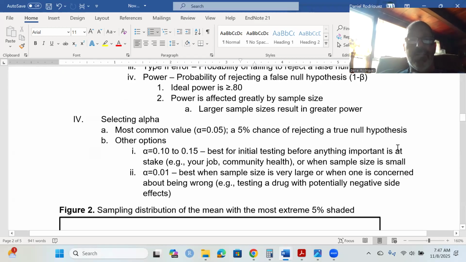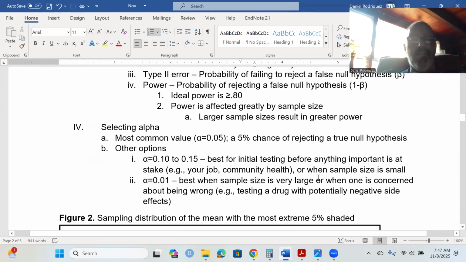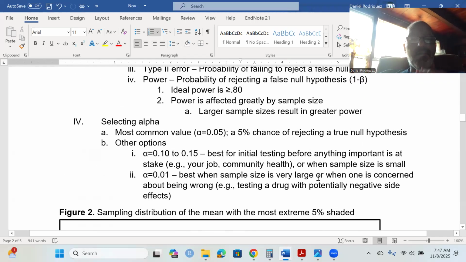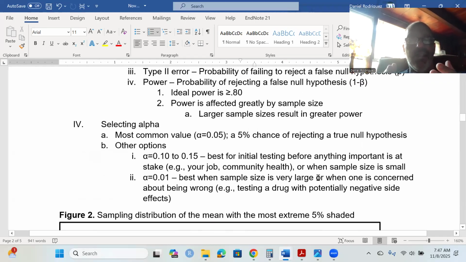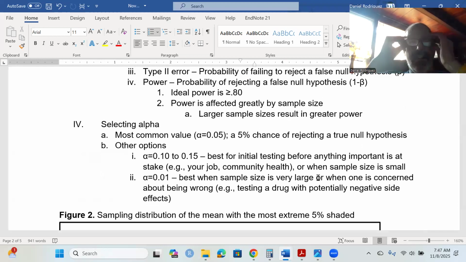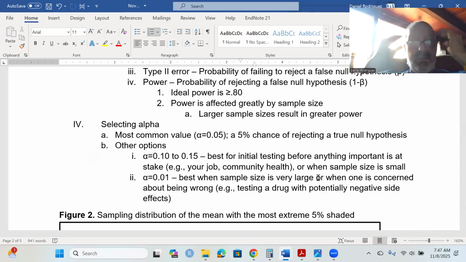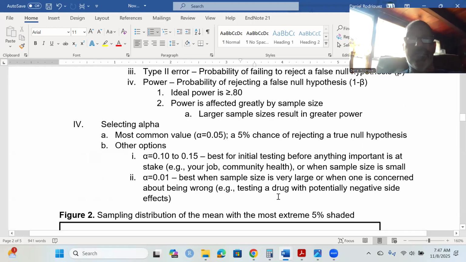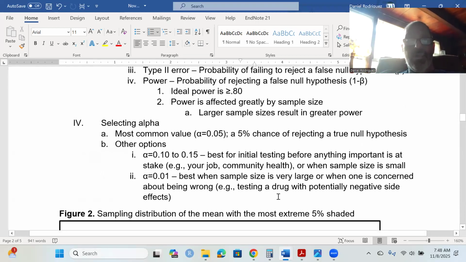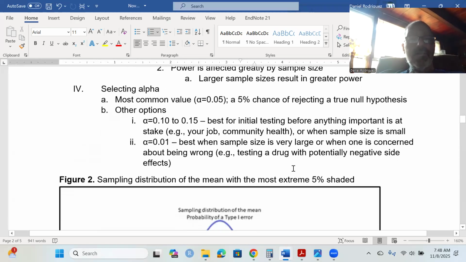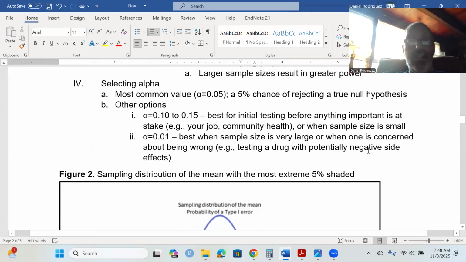Power is affected by sample size. If you look at the distribution and the sampling error of the mean, recalling that our standard error is inversely related to the sample size, you're shrinking the error as you increase your sample size, and that has ramifications for power. All right, so how do we select alpha?